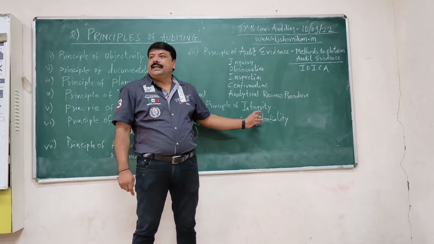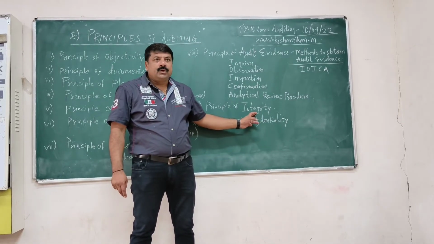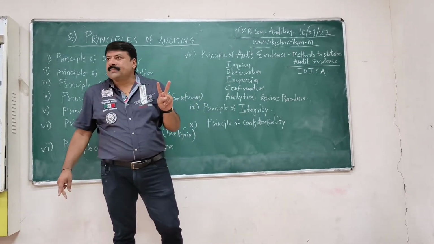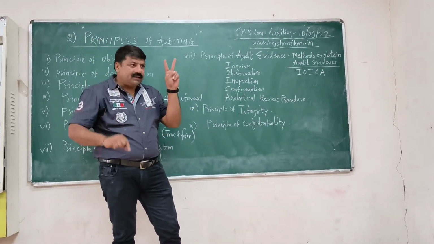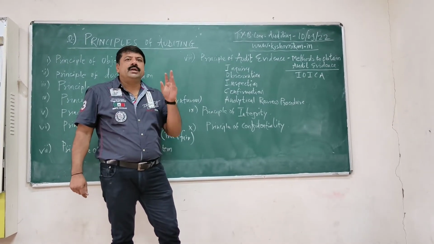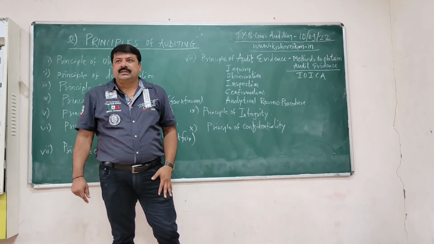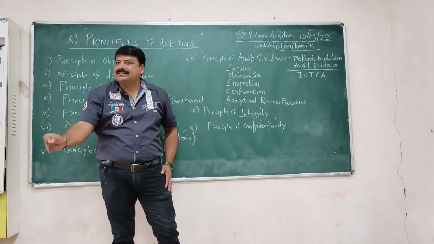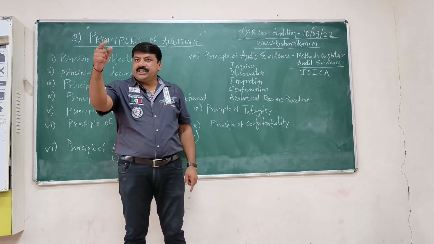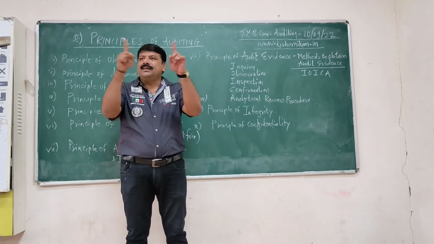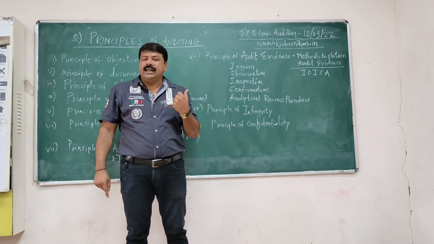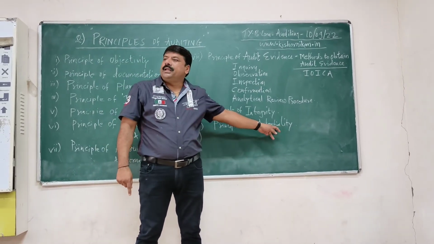Then principle of integrity. Two things are there. Character and honesty. Principle of integrity is the blend of two things. Character and honesty. Auditor's position is a confidential position. The faith, confidence is raised in the position of an auditor by shareholders of the company for which he is paid the fees. So he shall be independent and he shall provide the actual scene in the company. Clear?